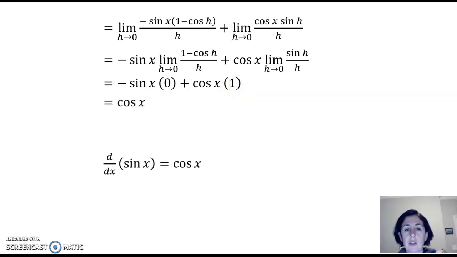So it turns out that the derivative of the sine of x is the cosine of x. Now you can do an incredibly similar process to find the derivative of the cosine of x, and you'll see that you end up with negative sine of x. So we have the derivative of sine of x is cosine of x. The derivative of cosine of x is negative sine of x.